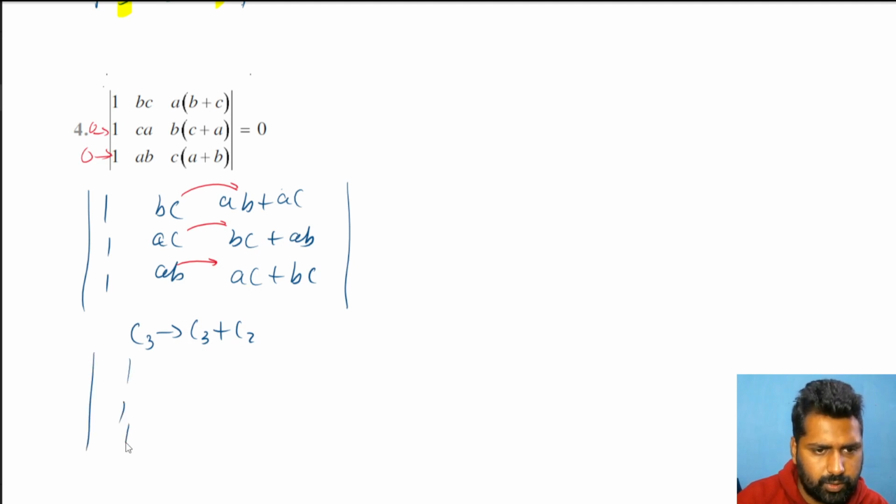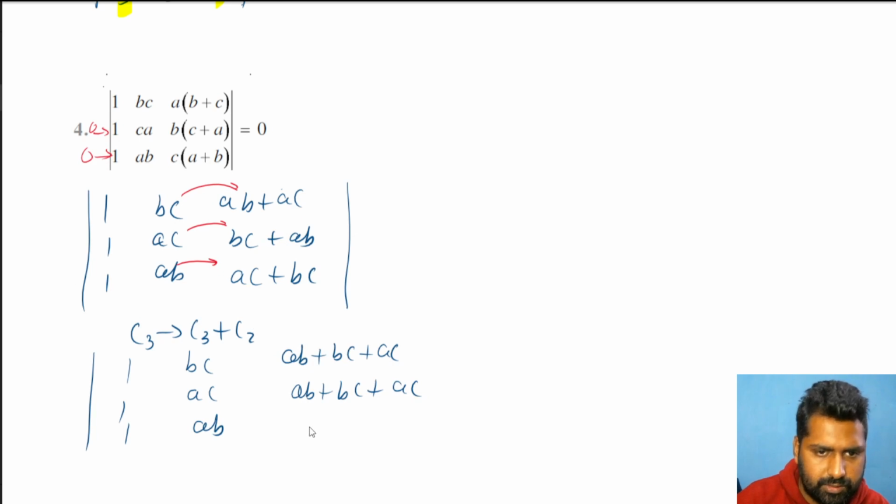So 1 1 1, BC, AC, AB. This becomes AB plus BC plus AC, or CA. Second one also becomes AB plus BC plus AC. Third one also becomes AB plus BC plus AC. All the elements are identical, same.